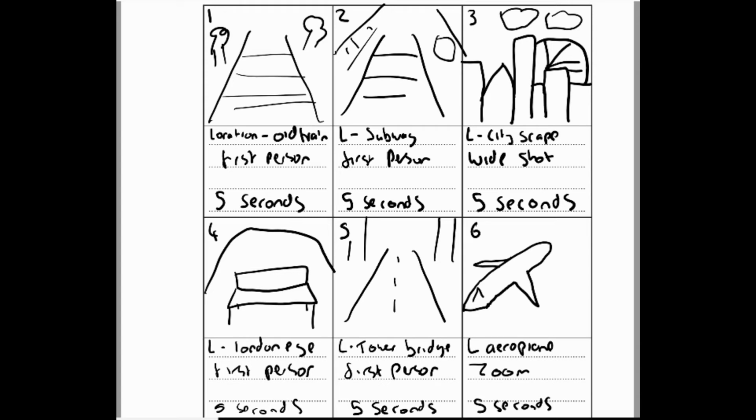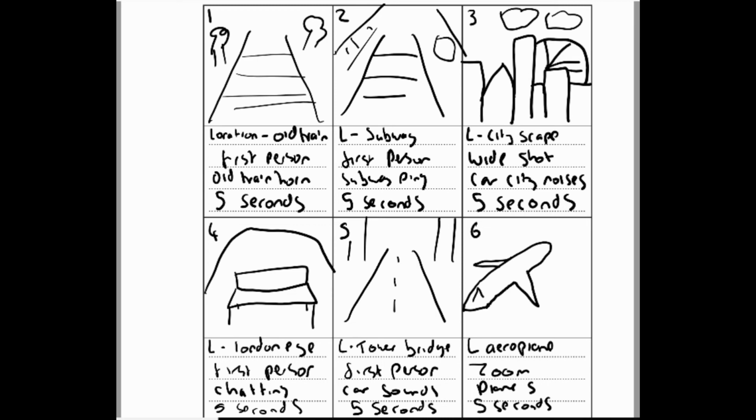It says there's going to be sounds, so stick some sound effects in. Old train horn. Then it might be like a subway when the ping goes and it says next stop is London or whatever. So I might have some car city noises. I might have some chatting, like people talking on the London Eye. Some car sounds and some plane sounds.